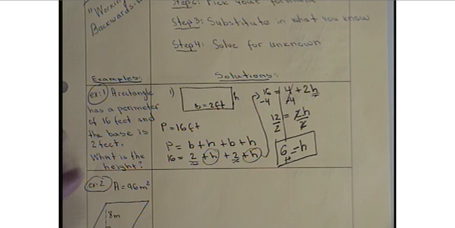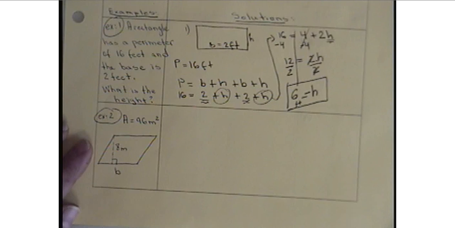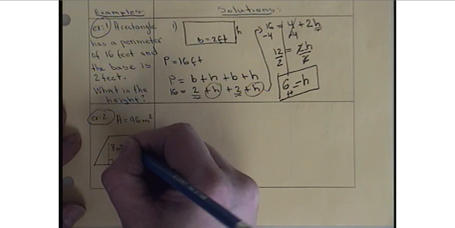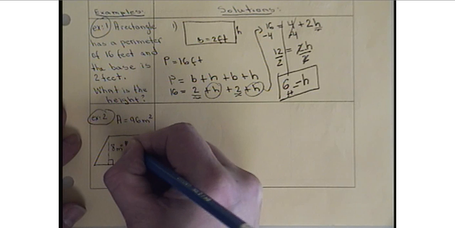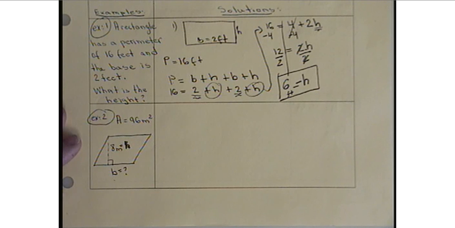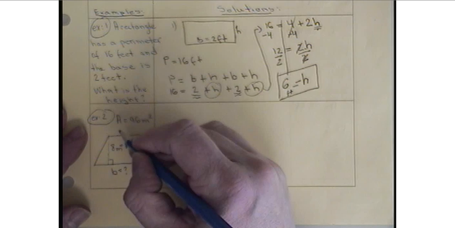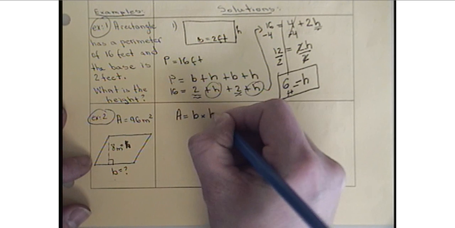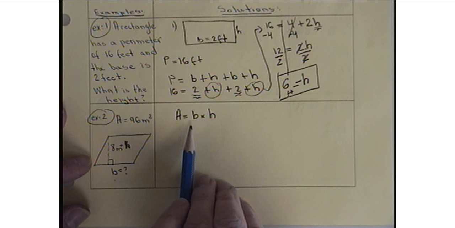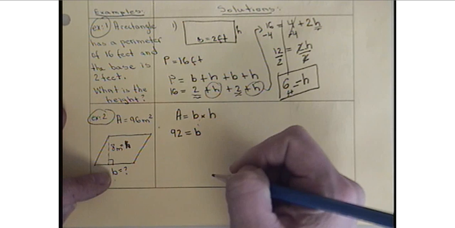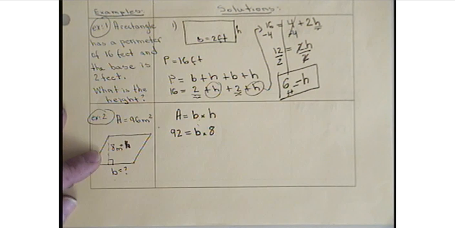Alright, next example. We have a given parallelogram, and the parallelogram has h of 8, b is what we don't know, and the area is 96 square meters. If you are given area, use the area formula. The area formula for a parallelogram is b times h. Let's substitute everything we know. So A is 96 equals b, which we don't know, times 8, because h is 8.